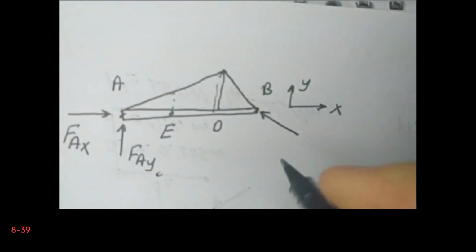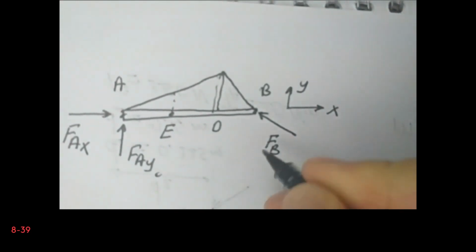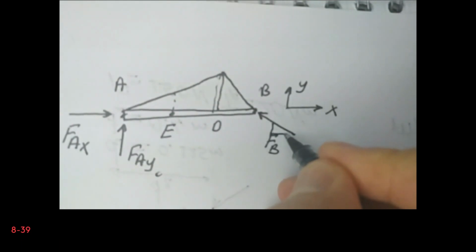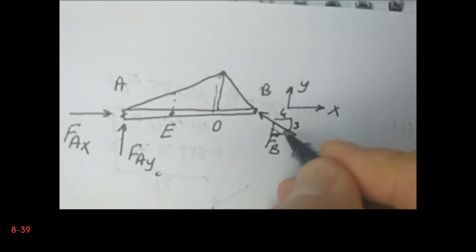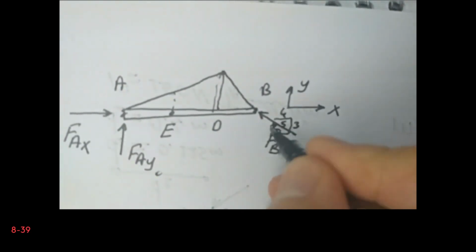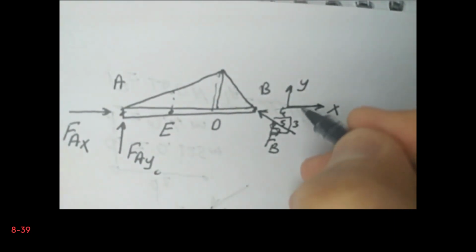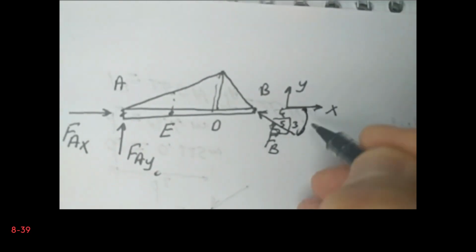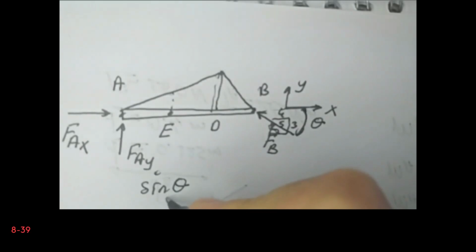Certainly the slope is already known. So this is 3, this is 4, and this is 5. So the angle is already known, let's say theta. So in fact sine theta is 3/5, and cosine theta is 4/5.